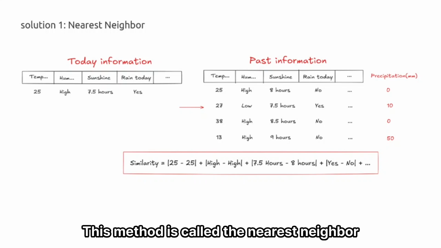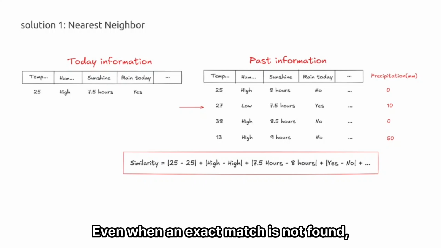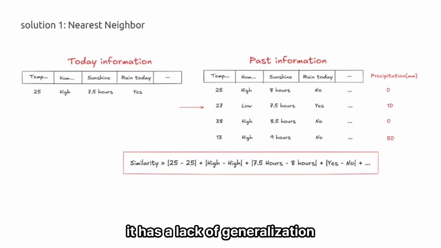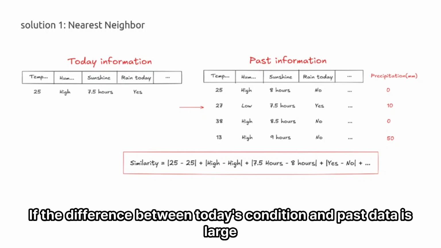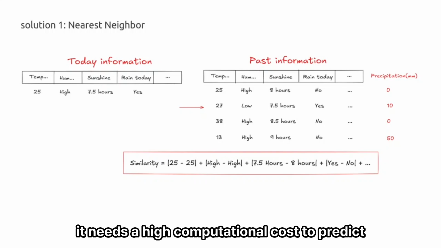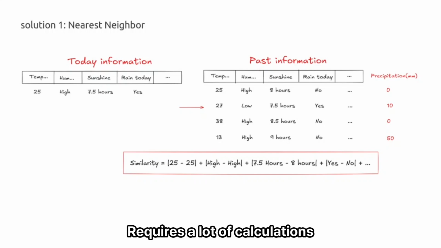This method is called nearest neighbor because it relies on the closest available data, even when an exact match is not found. But there are problems with the nearest neighbor. First, it has a lack of generalization. If the difference between today's condition and past data is large, the prediction accuracy decreases. And second, it needs a high computation cost. To predict the precipitation, comparing all data points requires a lot of calculations.